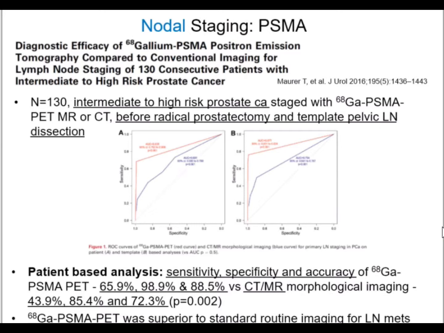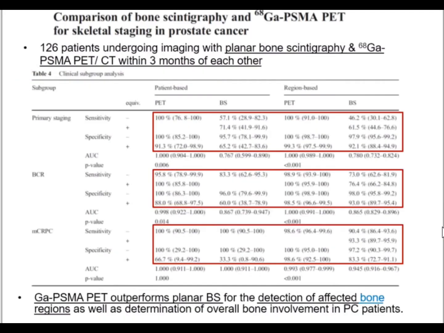What about bone staging? Again, 126 patients underwent bone scan and PSMA PET CT within 3 months of each other. This is basically for primary staging. We won't go through this very heavy slide, but looking at the per patient and region-based analysis, this is PET and this is bone scan. You generally see a p-value reflecting better sensitivity and specificity, and basically PSMA PET outperforms bone scan for detection of affected bone regions, as determined by overall bone involvement in prostate cancer patients.